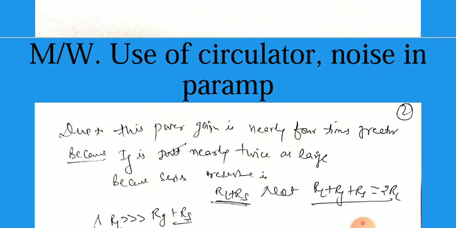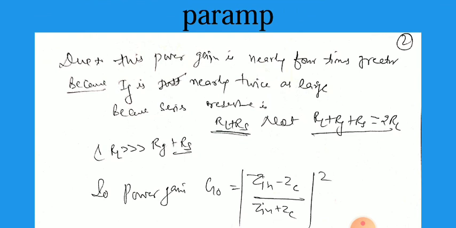Due to this, the power gain is nearly 4 times greater, because the current is nearly twice as large, and we can write P equal to I square R. So the current is twice, then the power is 4 times. So here the series resistance is R plus Rs, not RL plus Rg plus Rs, because this is treated as 2RL, since RL is very much greater than Rg plus Rs. That's why we have written it.